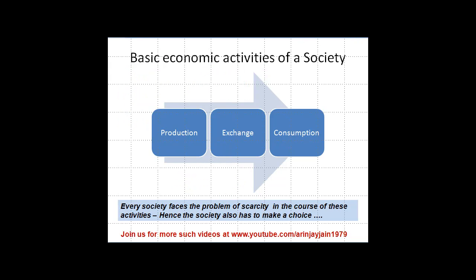Now, the problem which we discussed was that every society faces the problem of scarcity. So you cannot produce as much quantity of food grains as you would want. You cannot have as much land as you want to make unlimited clothings plus food grains. So there is a scarcity, there is a shortage.